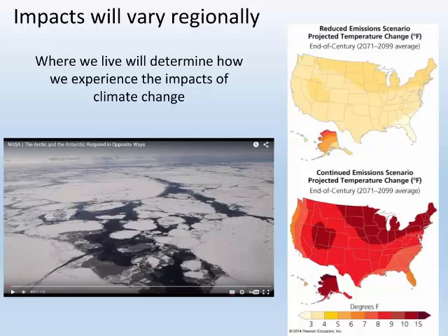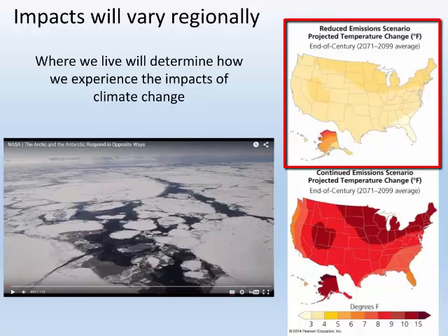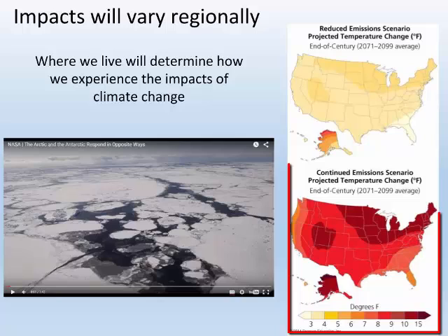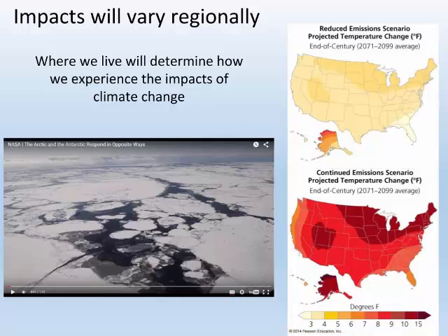Where we live will determine how we experience the impacts of climate change. Here again we will see the dramatic difference poverty and wealth have on human survival and prosperity. The image on the right is a map showing the average temperatures across the U.S. if we pursue a course to reduce emissions, and what we can expect temperatures to look like if we do not reduce emissions. What is clear from this figure is that temperature increases will be much smaller if emissions are lowered.